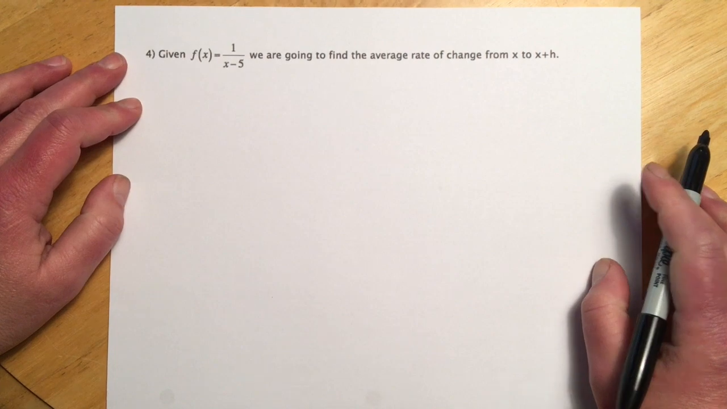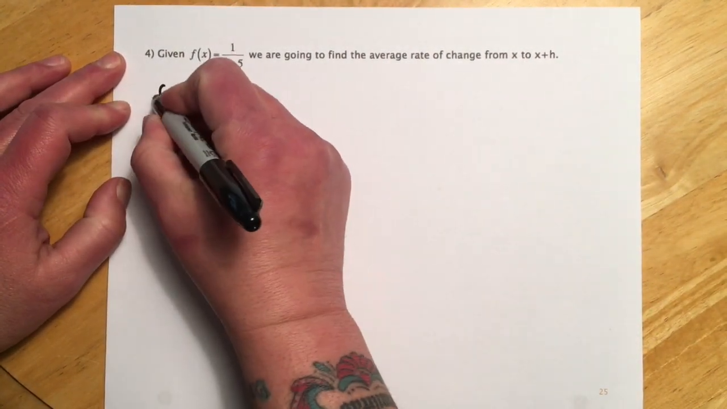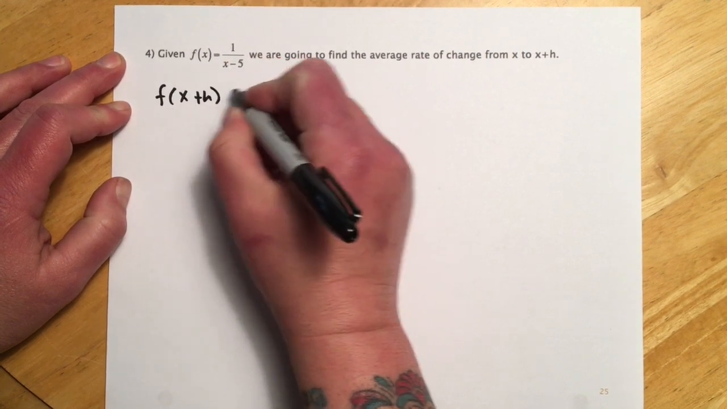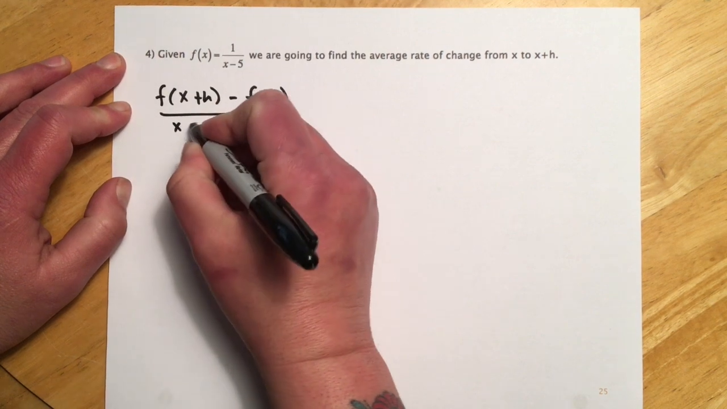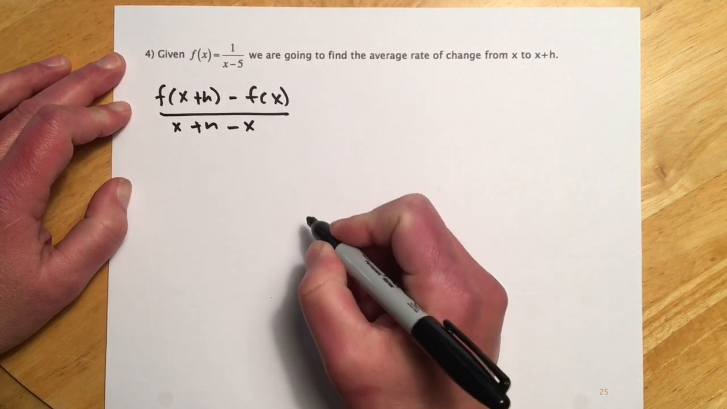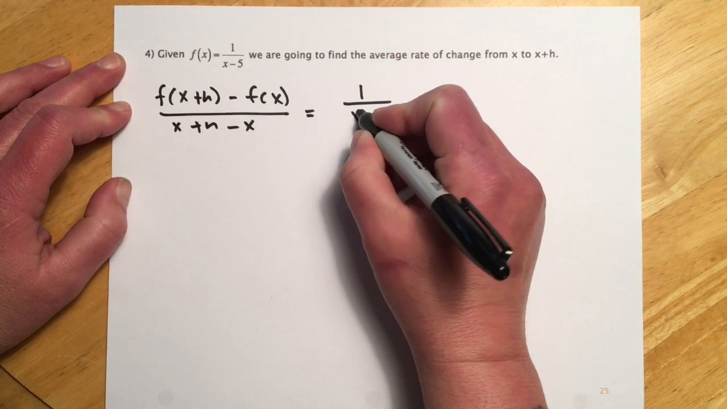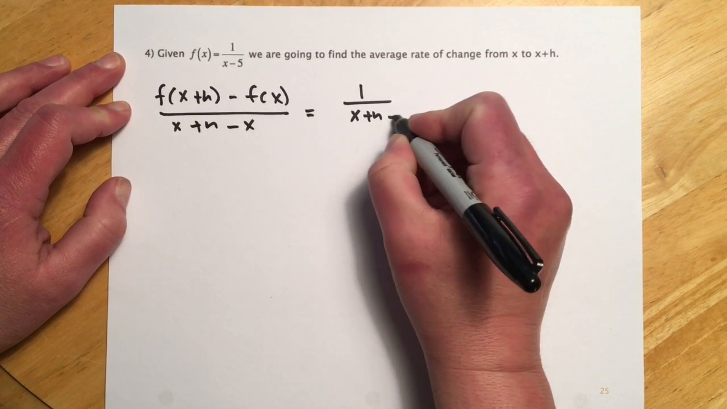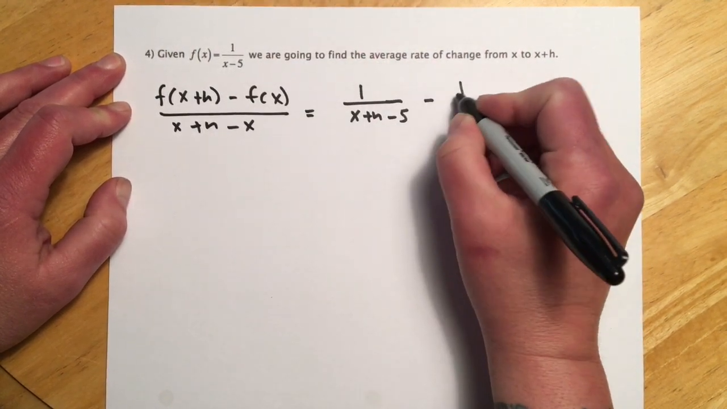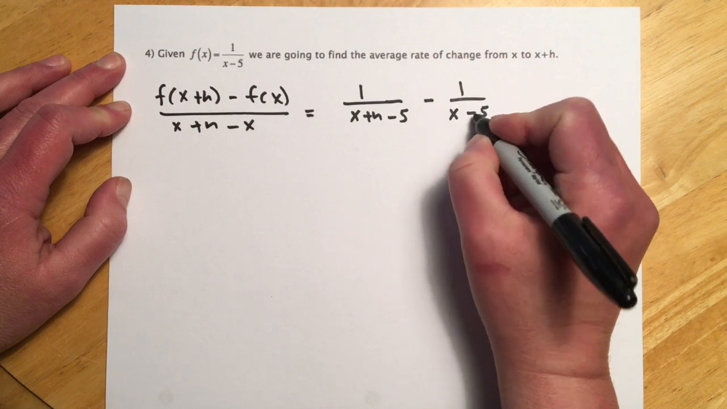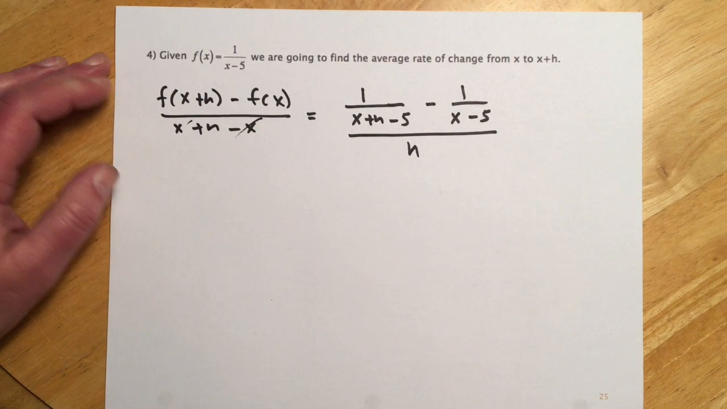Okay, so number 4, we got a fraction. So we're going to do our same thing. It's going to be that f of x plus h minus f of x, and then over x plus h minus x. So with this function, that's going to look like 1 over x plus h minus 5, and then minus the function, all over, and then remember the x's cancel, so that's just going to be h.